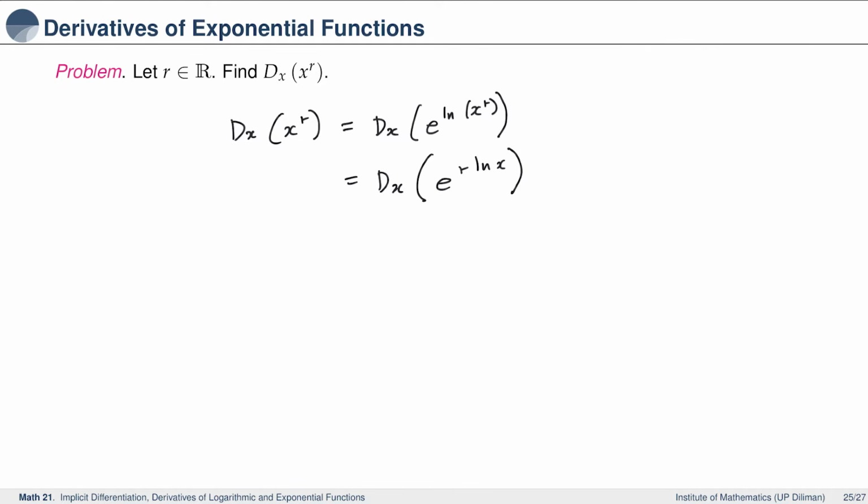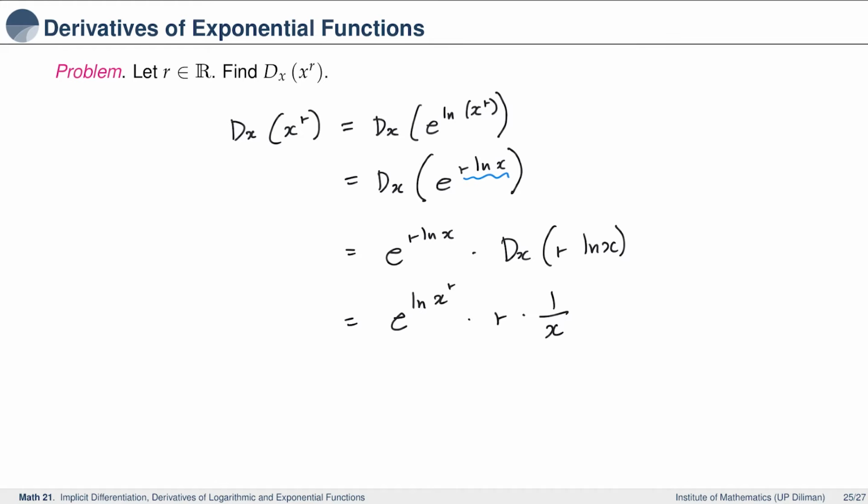So now we have a composition of two functions, right? The outer function is the natural exponential function, and its inner function is r ln x. So we can use the second formula. So the derivative now here is e raised to the inner function, which is r ln x, times the derivative of that inner function r ln x. Again, we can rewrite e raised to r ln x as e to the ln x raised to r times the derivative of r ln x. So that would be r times the derivative of ln x, which is 1 over x.